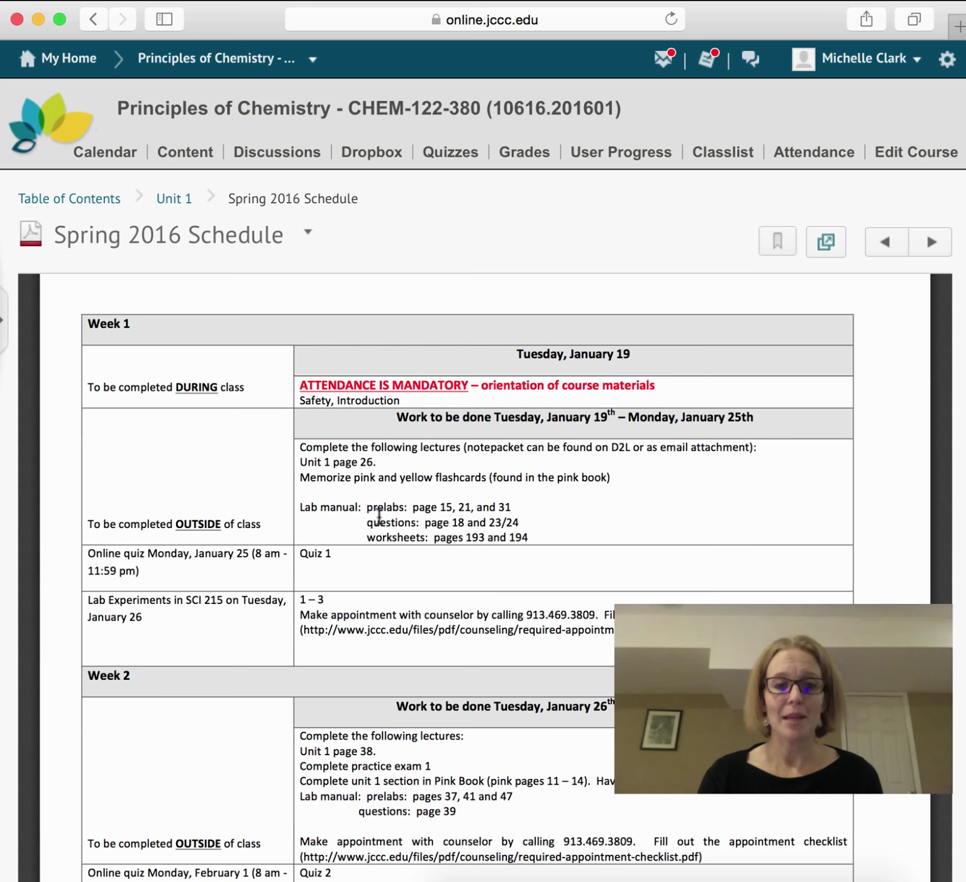Okay, so the lab manual. This is the blue book. Blue book, I should have written there. So pre-labs, page 15, 21, and 31. Questions, page 18 and 20, pages 23 and 24. And then the worksheets on pages 193 and 194.